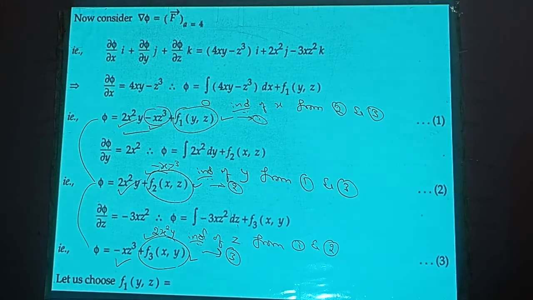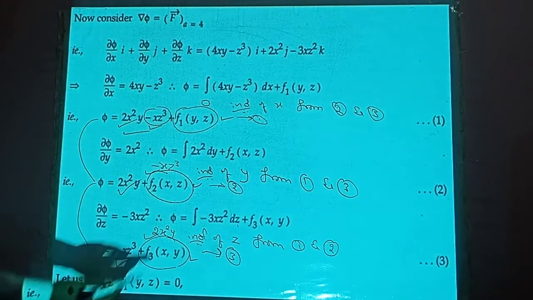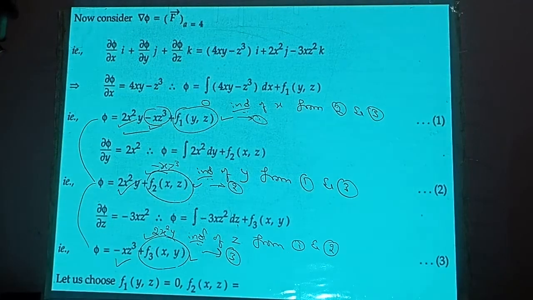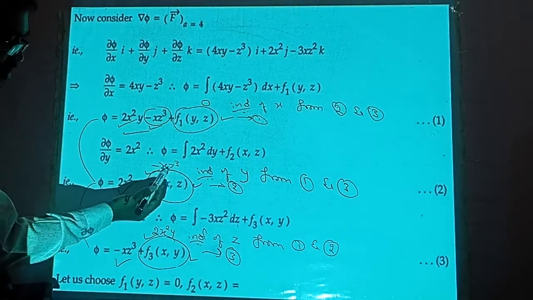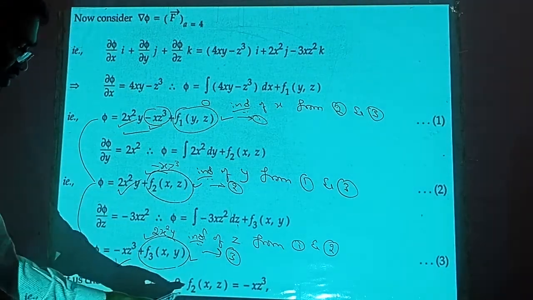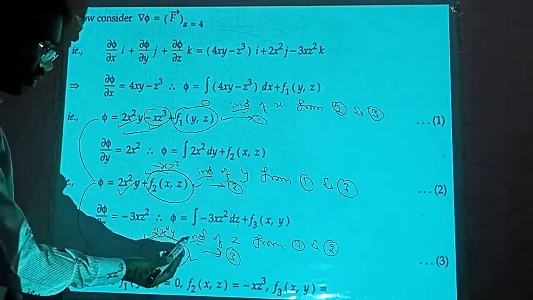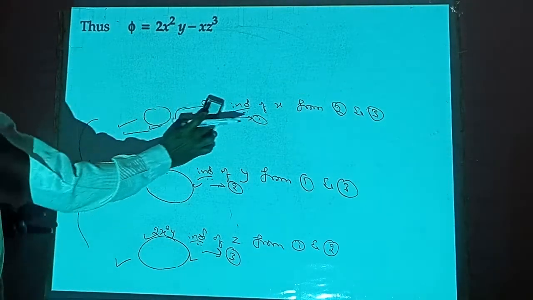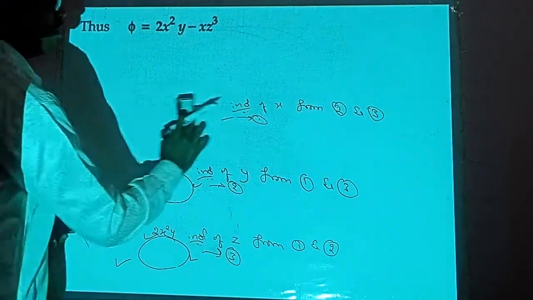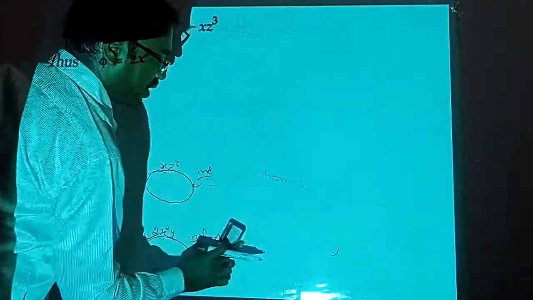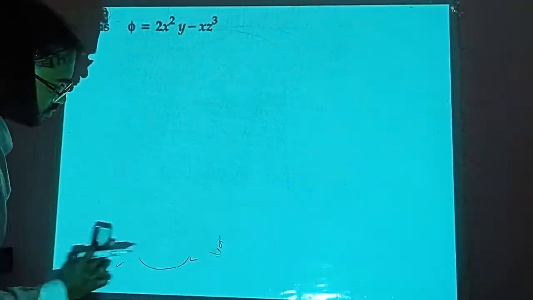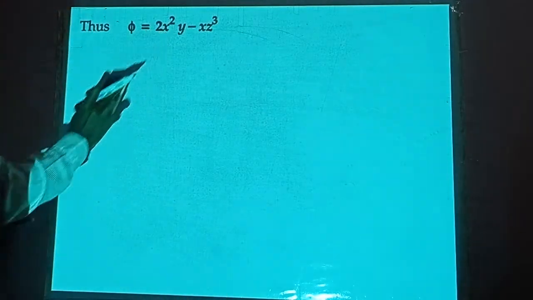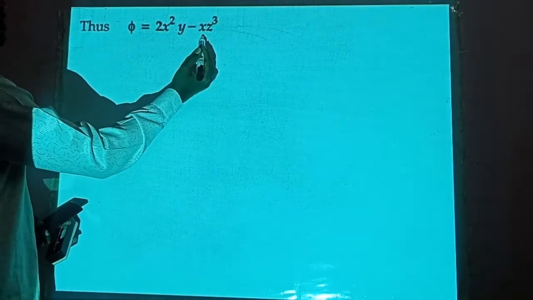So therefore let us choose f1 as 0, f2 as minus xz cube, f3 as 2x square y. So with these, your scalar function phi becomes 2x square y minus xz cube.